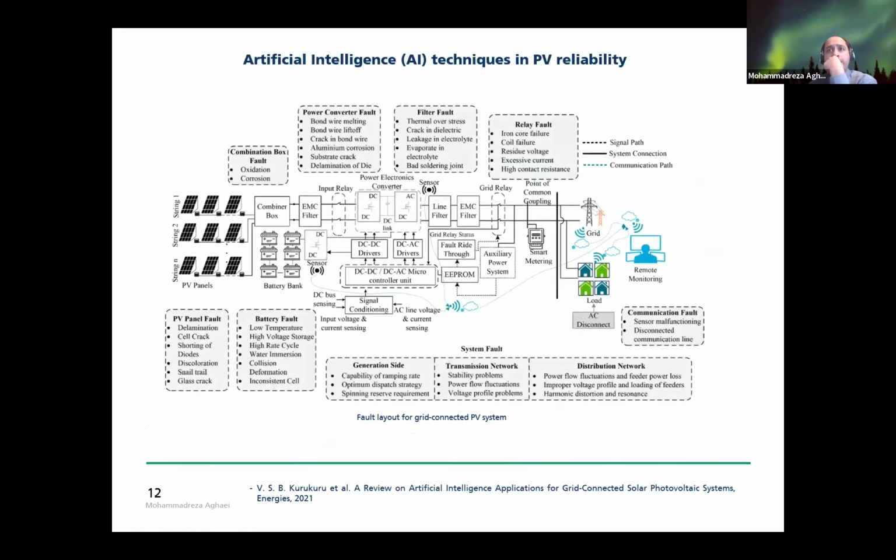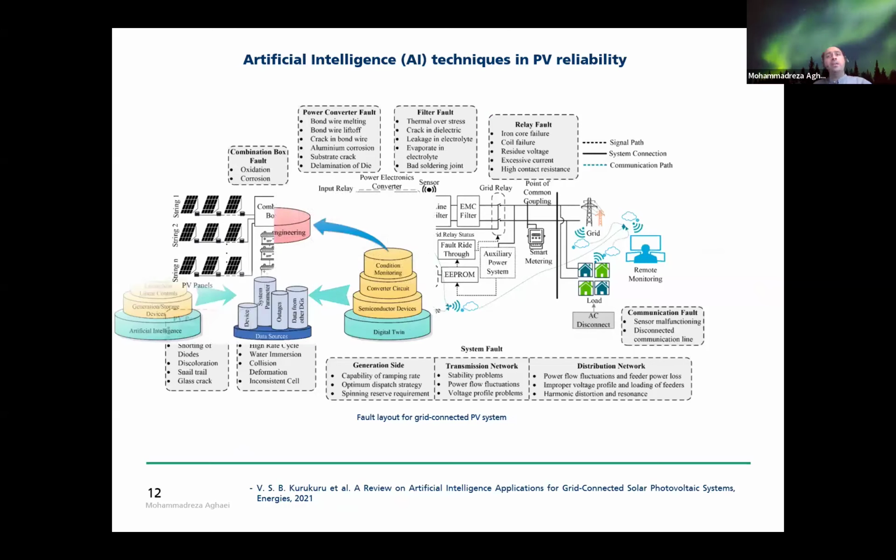Here, various faults of grid-connected PV systems can be observed in this figure, and most of them can be detected easily through AI application. That includes AI monitoring for fault detection on the PV array or strings, power electronic converter faults, faults in the filters, and battery faults or degradation.